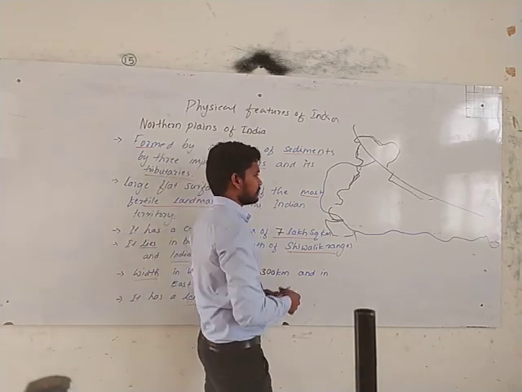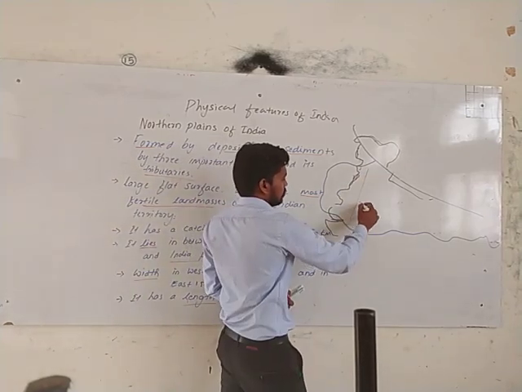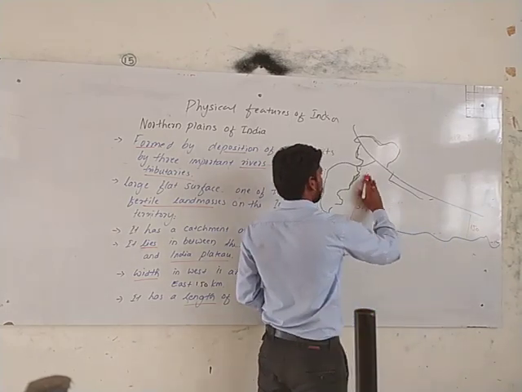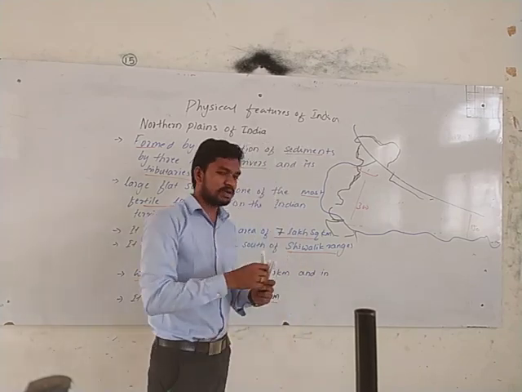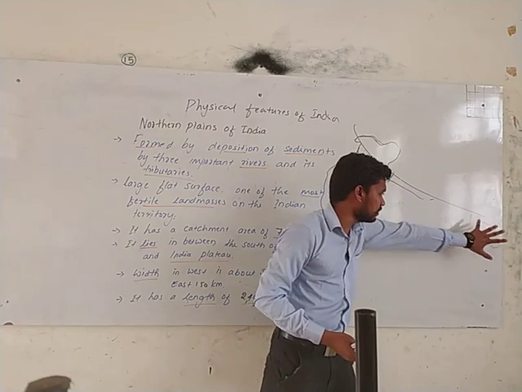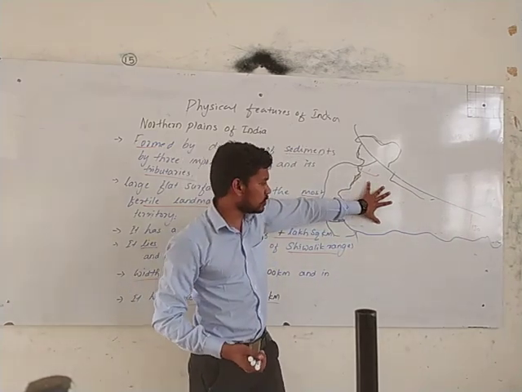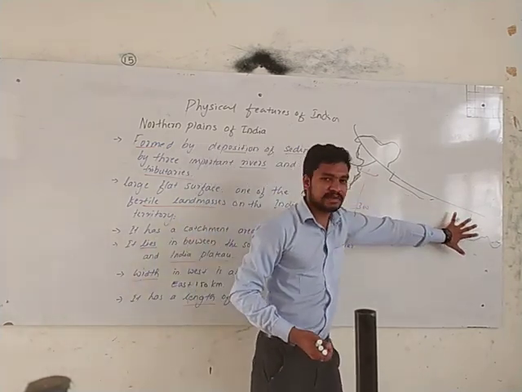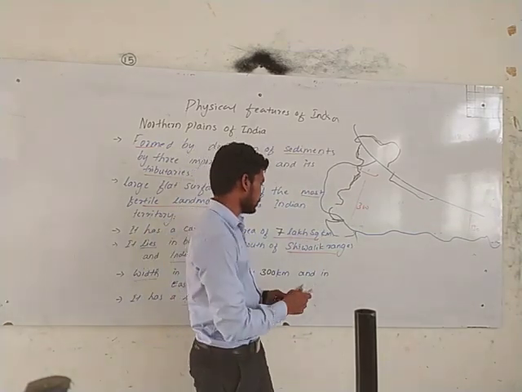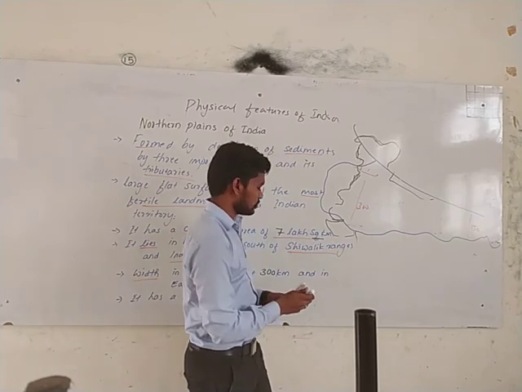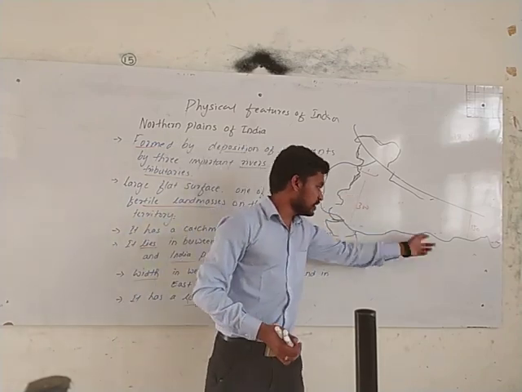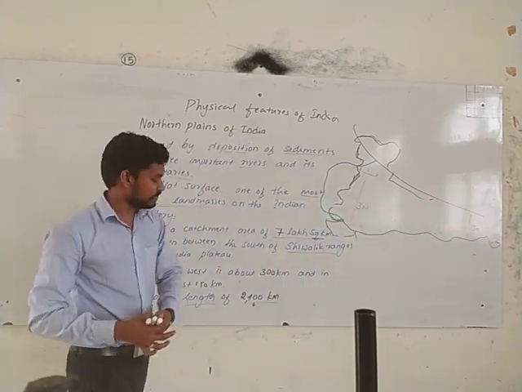So it varies in width. In the west it has around 300 kilometers. As you go towards the east, we have 150 kilometers. That's about the northern plain. It has a catchment area of about 7 lakh square kilometers, meaning it is filled with alluvial soil over around 7 lakh square kilometers. You should remember it's square kilometers, not only 7 lakh kilometers. It's 7 lakh square kilometers, and it is totally filled with alluvial soil.